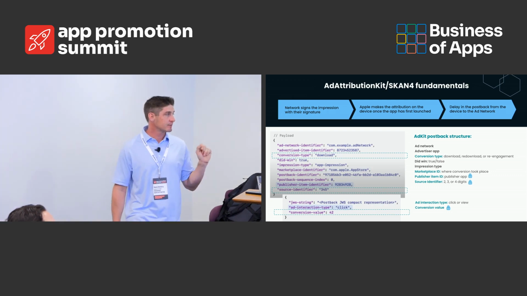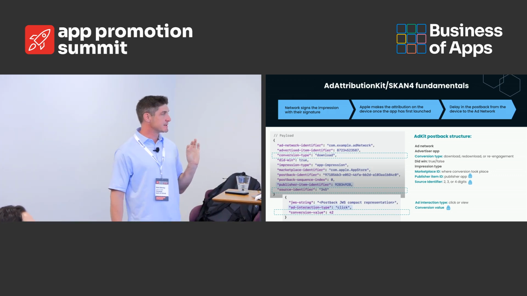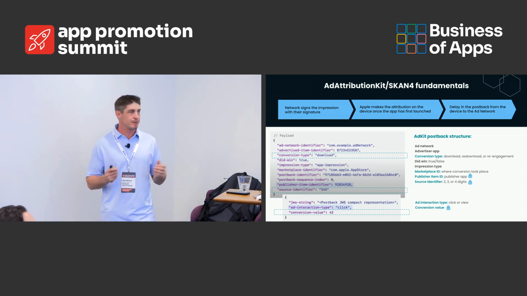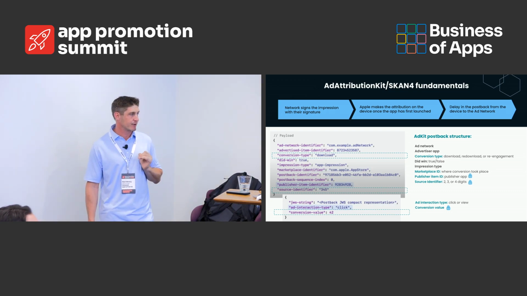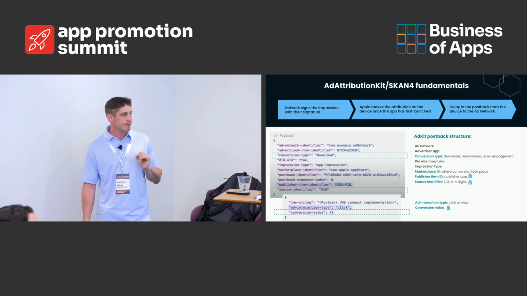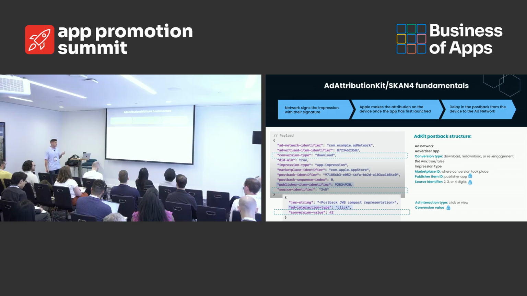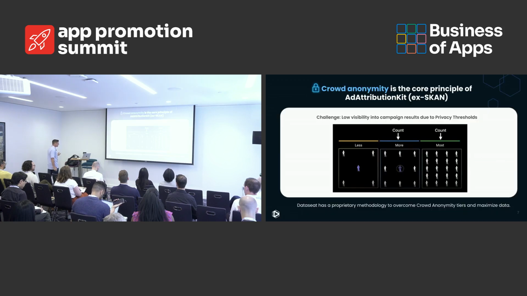Source identifier, remember this, we'll come back to it. This is the most important field that Dataseat looks at, or your demand partners, your DSPs, your ad networks. That's information that's passed back to us that means something very specific on the campaign. And then conversion value, that 42, that's the actual value of the conversion. And we're going to talk about those in a little bit more detail. But first, I want to talk about the concept of crowd anonymity.